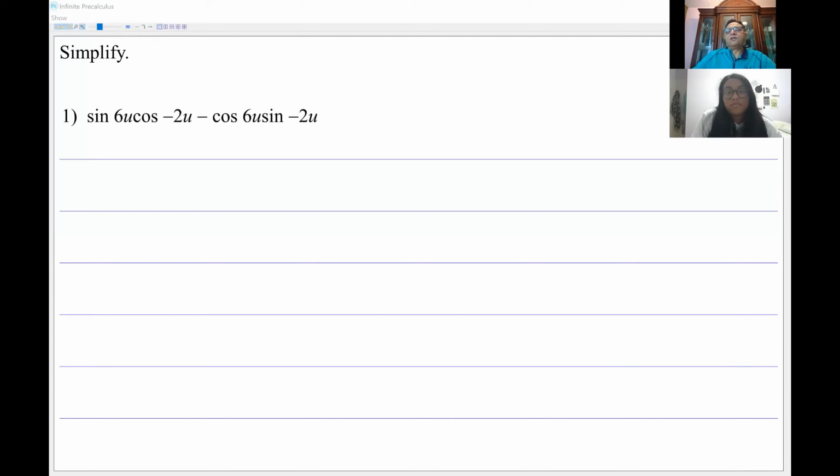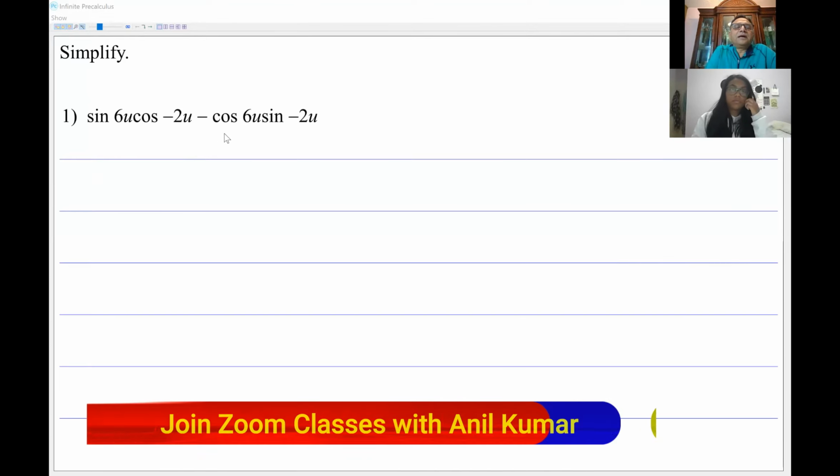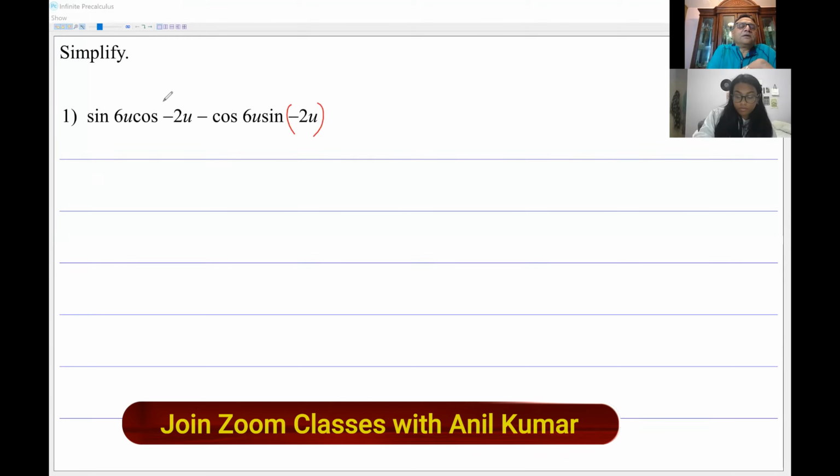Okay, one. So these are all based on the compound angle formula which you have just done. The very first one is simplify: sine 6u cos minus 2u minus cos 6u sine 2u. What is this equal to? Of course, there should be a bracket here, right? What is this equal to?